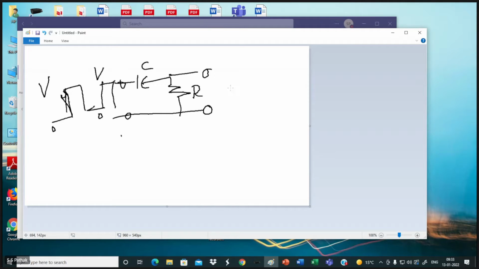This output I'm putting here as V naught T across the R. What is this filter? It is a high pass filter. You remember that? No doubt, it is a high pass filter I'm giving.